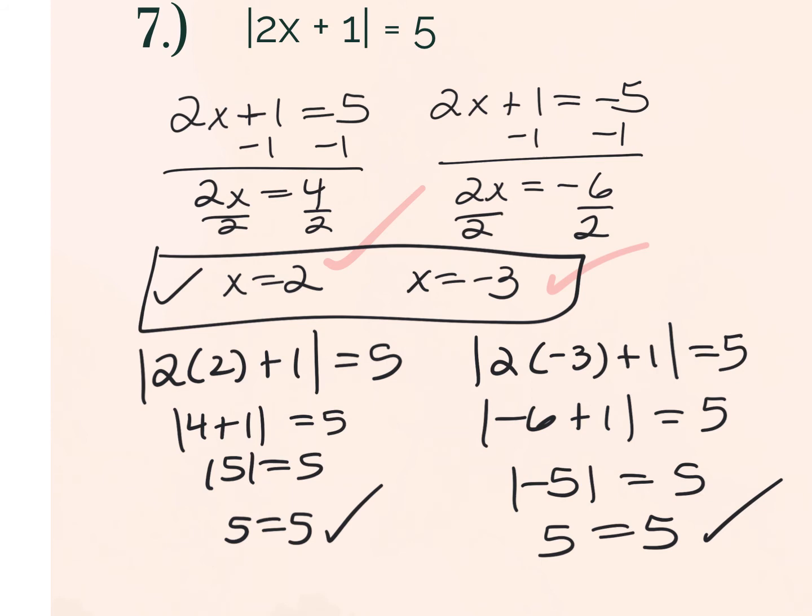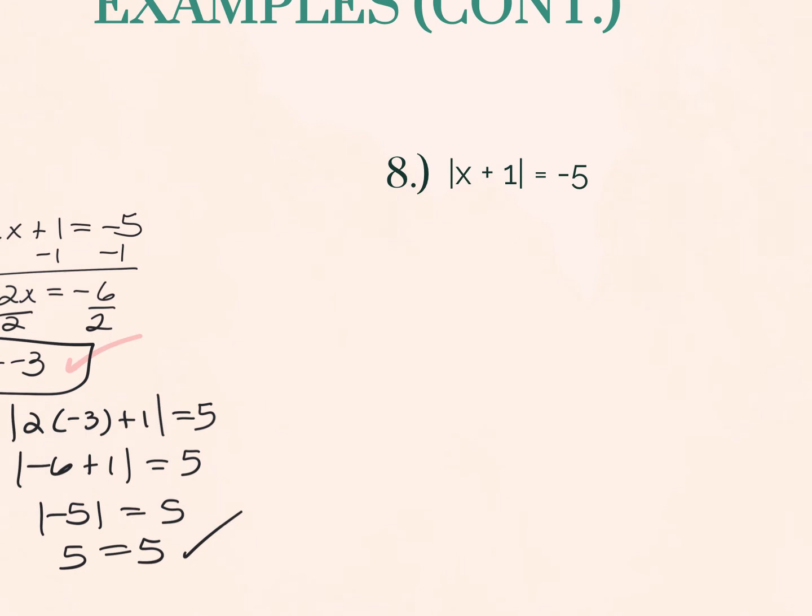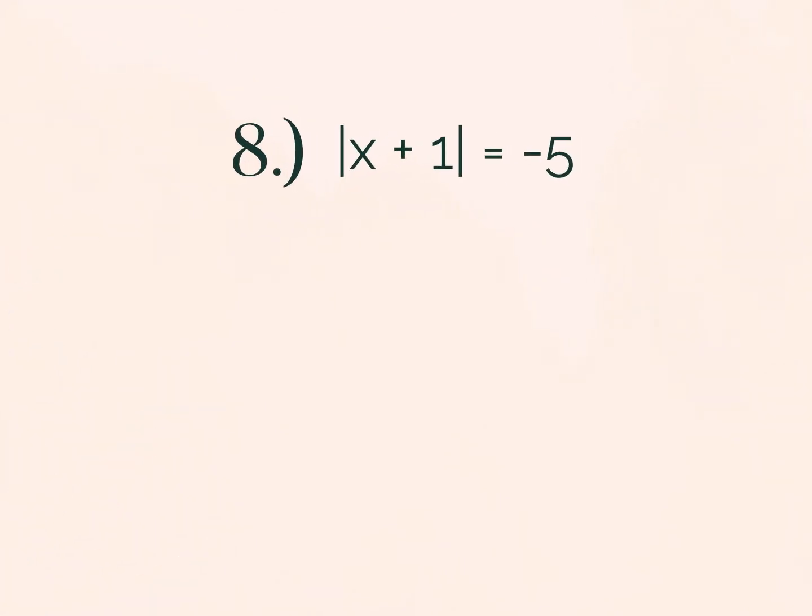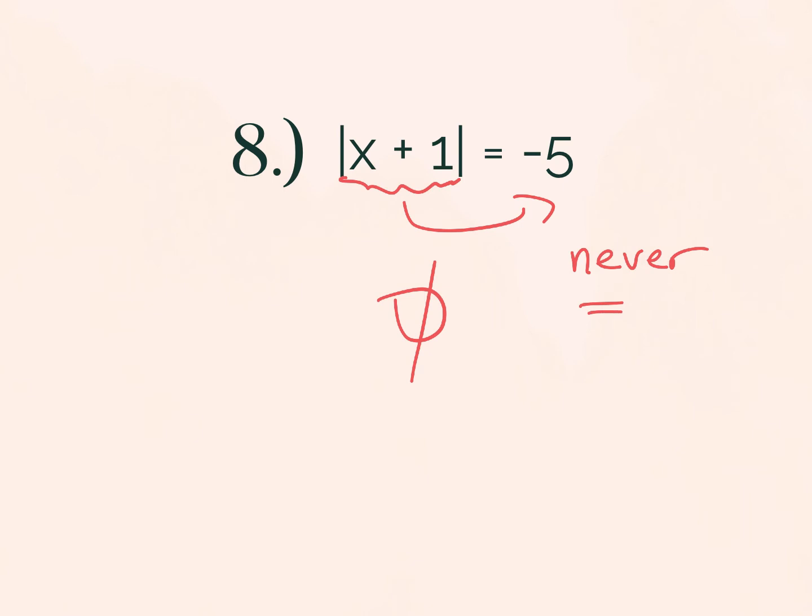The next one, number 8. Remember that special case. My absolute value is isolated. What will come out of this will never, ever be a negative number. Stop, say no solution. Because no matter what x is, it's never going to make what's in here become a negative number. Because absolute value always makes it positive. Okay? This will never equal a negative number. Let's try another one.